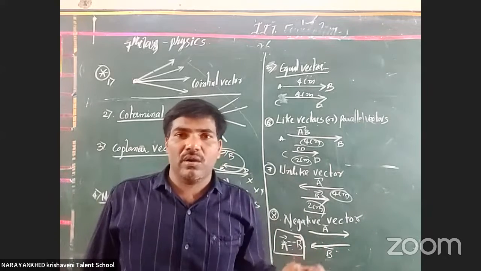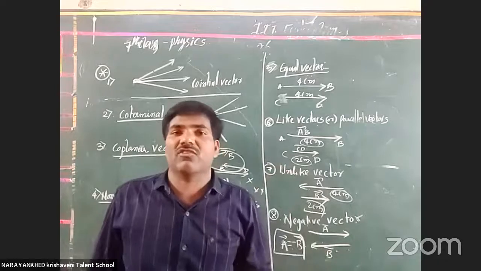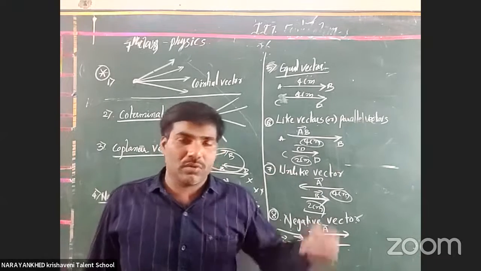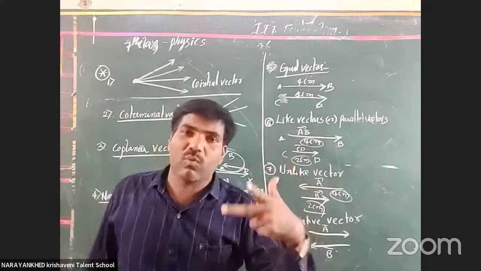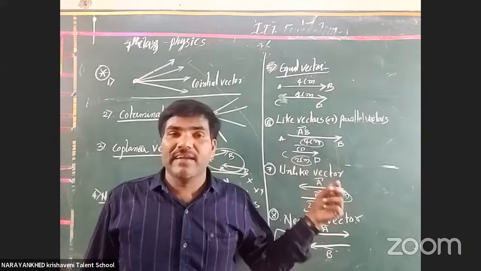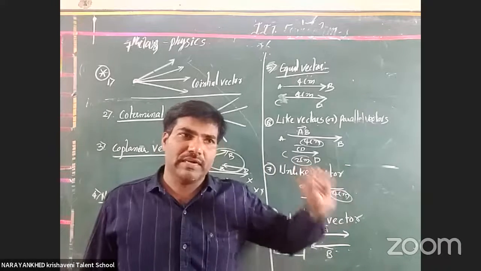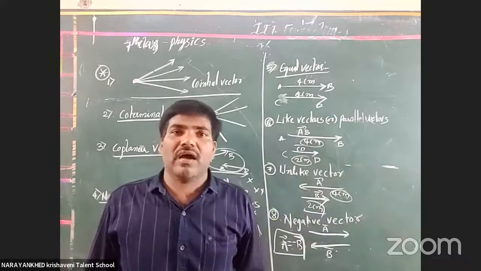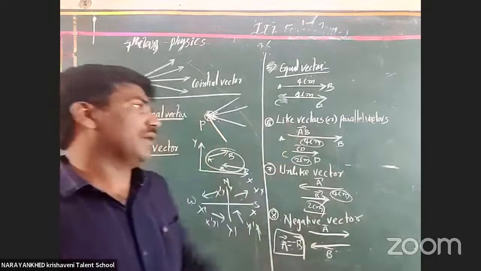That is called a parallel vector. They should be in one direction only. It is not only the angle; they should be in one direction only. Automatically, when the angle is 0, they are in one direction only, and the angle should be 0. It is called a like vector.